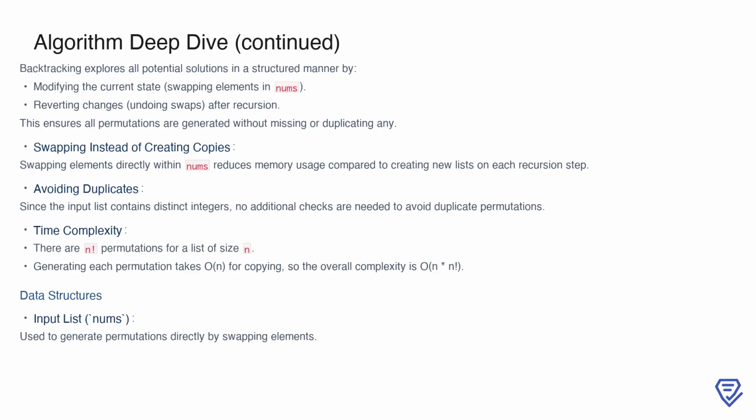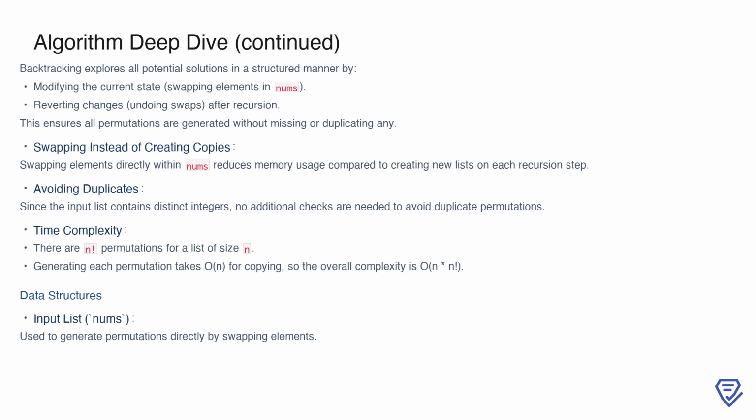Backtracking is effective in this context because it systematically modifies the current state of the input list by swapping elements, explores deeper levels of recursion, and then reverts those changes to ensure no possibilities are missed. Instead of creating new lists for every recursive call, we swap elements directly within the input list. This approach significantly reduces memory usage by avoiding unnecessary copies. Additionally, since the input list contains distinct integers, we don't need extra checks to avoid duplicate permutations.